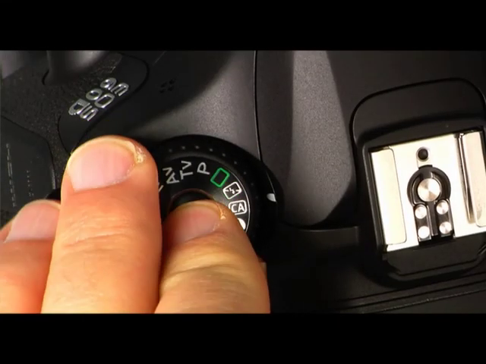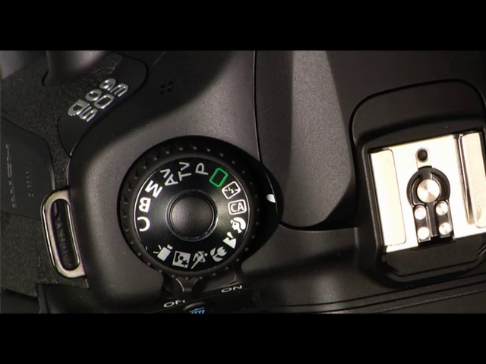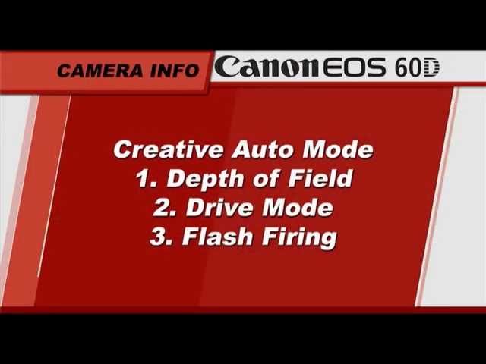An added feature on the 60D is the Creative Auto mode, indicated with a CA on the mode dial. Using this mode, you can easily change the picture's depth of field, drive mode, flash firing, and other settings. One of the settings that can be changed in this mode is Shoot by Ambience.